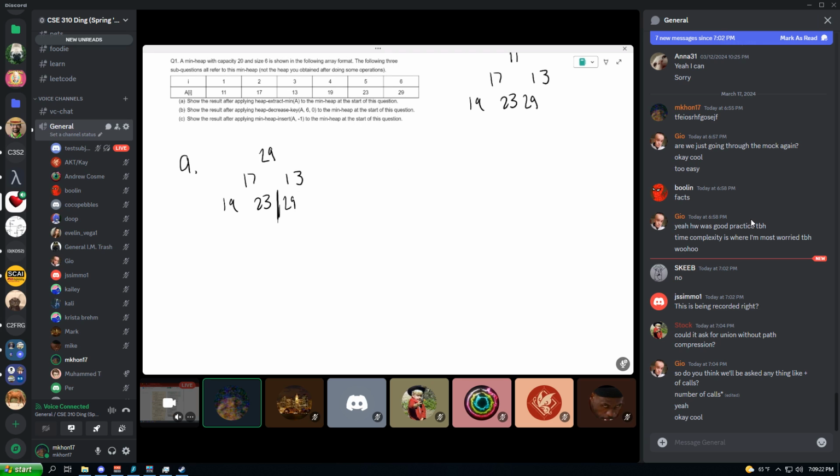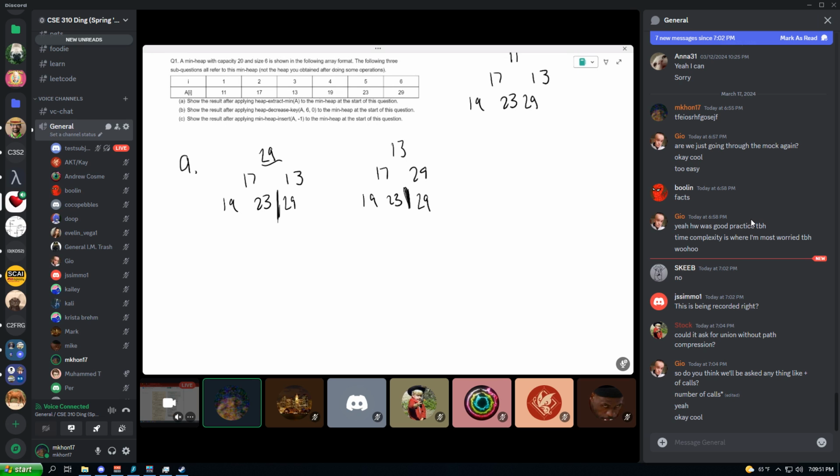So we're going to have 29, all right? I'm going to compare it with the left, that's 17, okay? But I'm going to compare it with 13. 13 is smaller, so I'm just going to swap it like that. 19, 23, and then remember 29 down here is out of the heap. 29, I mean, it can't go any lower because it doesn't have any children to connect to. Because of that, that is the heap for A. So, good, we have that.